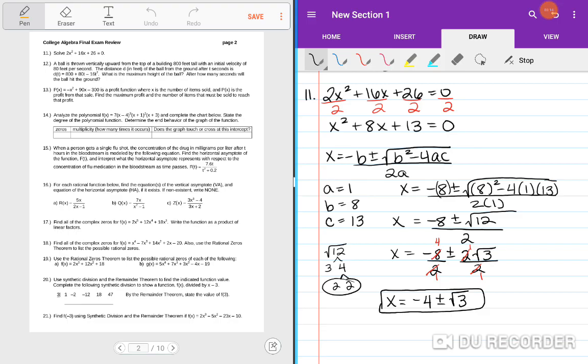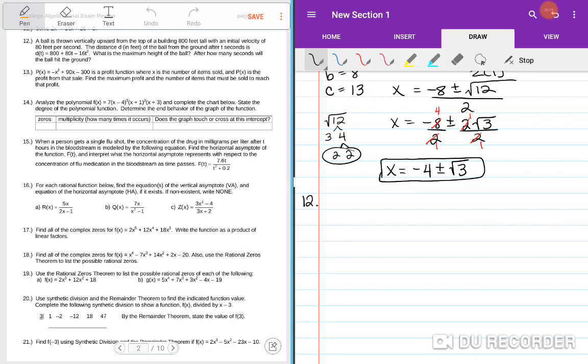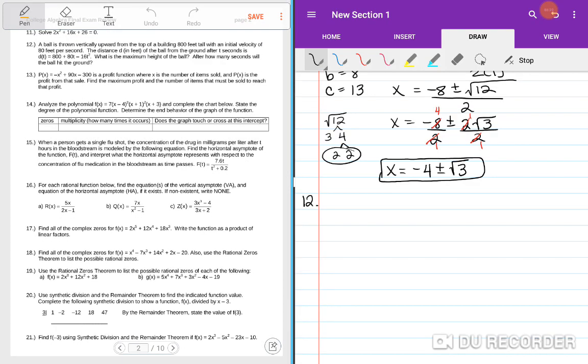So next question, number 12. A ball is thrown vertically upward from the top of a building, 800 feet tall, with an initial velocity of 80 feet per second. The distance d in feet of the ball from the ground after t seconds is given by that formula. What is the maximum height of the ball? After how many seconds will the ball hit the ground? Okay, so two questions here.